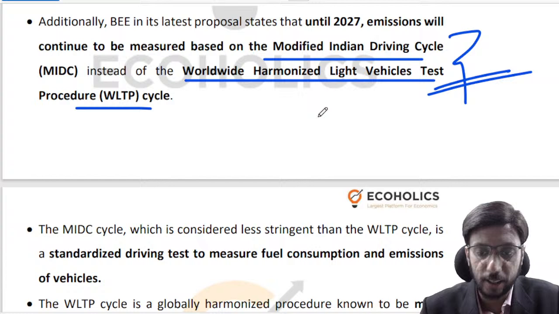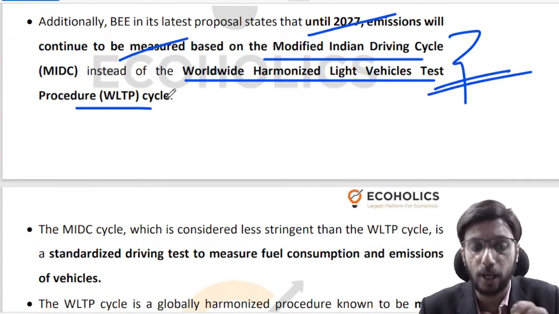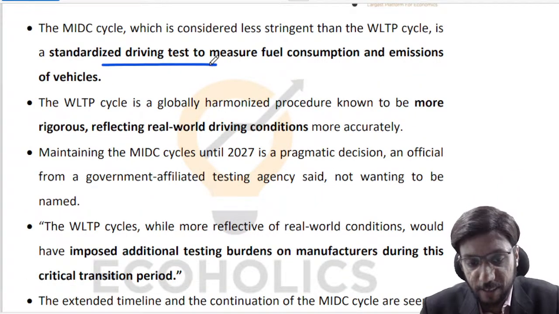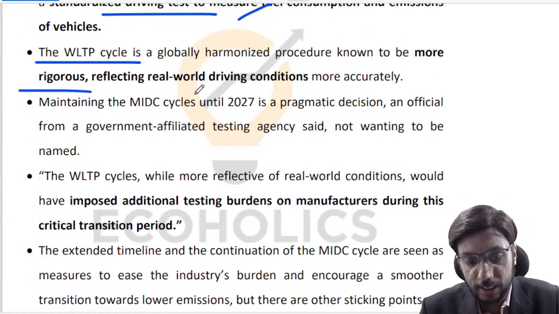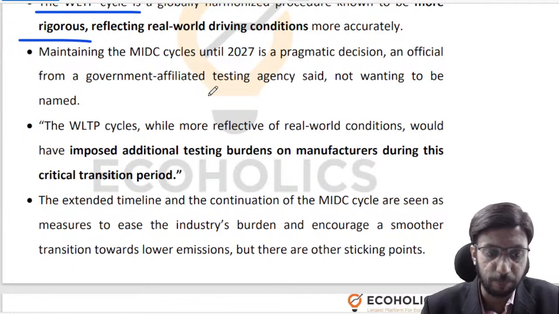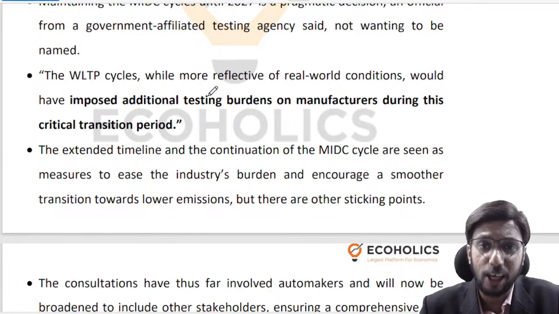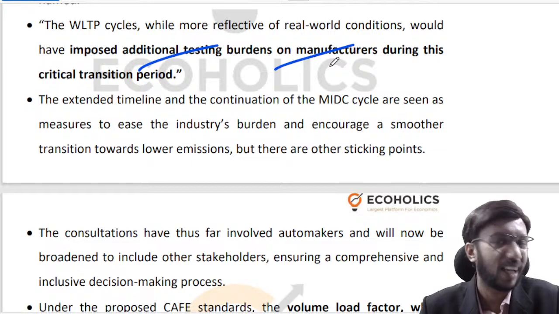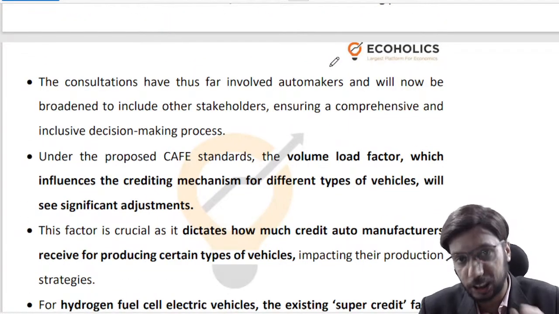So what they are saying over here is that until 2027, emissions from our vehicles will be measured based on MIDC only rather than WLTP. Okay, so MIDC is your standardized driving test, which will measure fuel consumption and emission, right? Whereas WLTP is far more rigorous than, let us say, MIDC. Okay, why have we not moved to WLTP immediately? Well, if we try to move to WLTP immediately, that would mean imposing additional testing burdens on manufacturers, and we don't want to do that. Additional testing procedures means additional cost, means additional standard compliance, means additional R&D, means additional transition challenges.